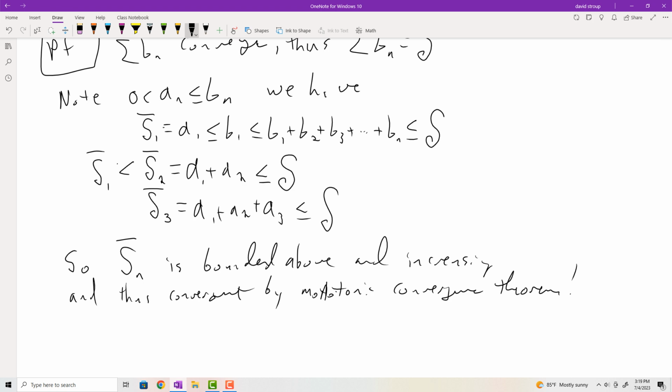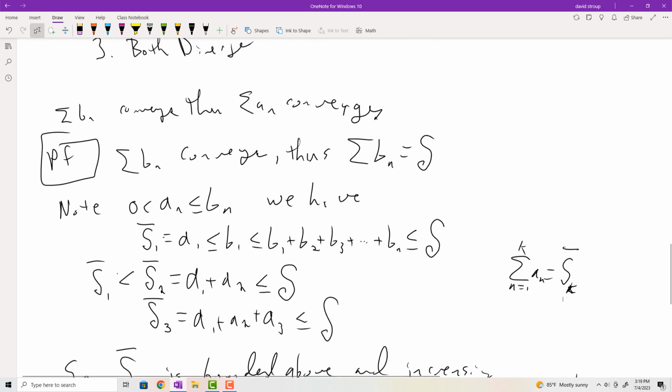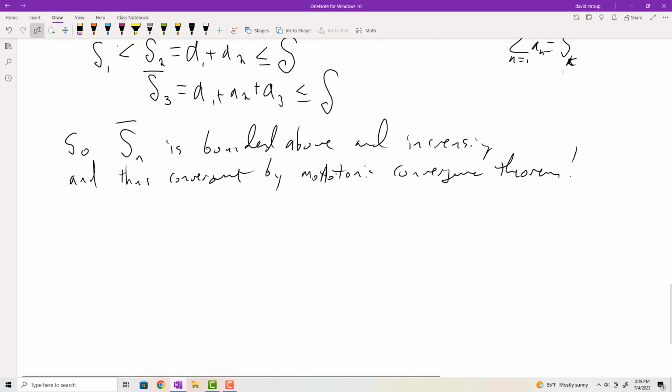Okay, great. And maybe if I didn't make it clear, the sum of A sub n from, I don't know, n equals 1 to k is our S hat sub k. Okay, so I didn't really make that clear, I guess, in the beginning. But that's it. And then the proof of the other one is the contrapositive.